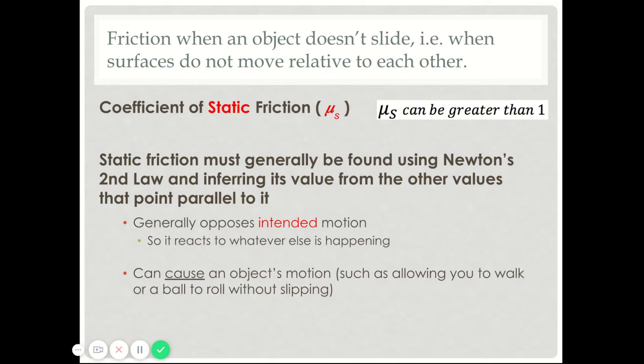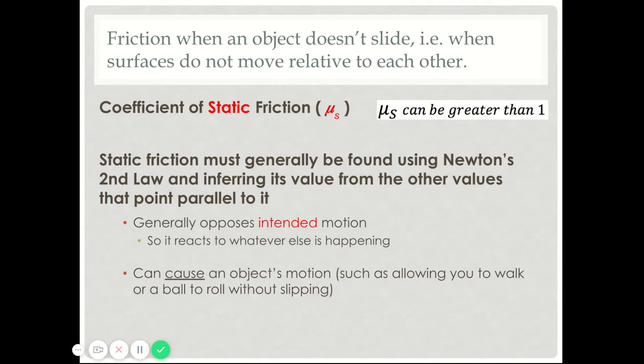Also, static friction, like has been said before, cannot be determined purely by a formula in most situations. In most situations, you'll need to use F equals ma and infer its value by looking at everything else that's parallel to it. Its direction always opposes the intended motion. So again, you need to imagine what would happen if the object could move and know that static friction is the thing that's keeping that from happening. And so it's always considering the possibility of motion in order to figure out why it's not moving.